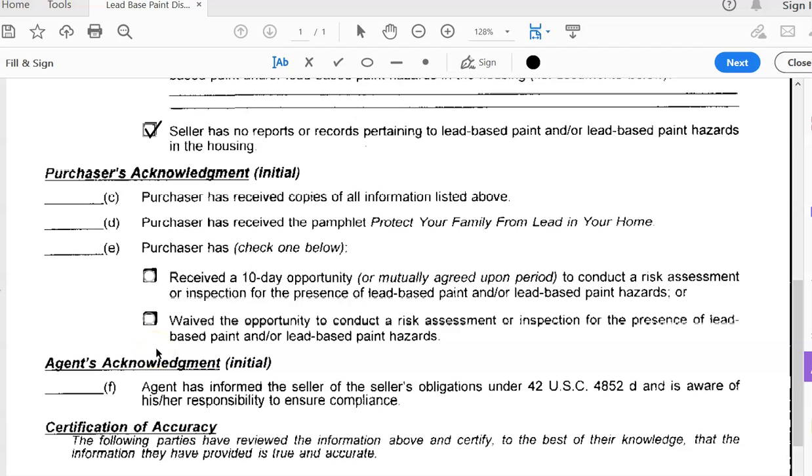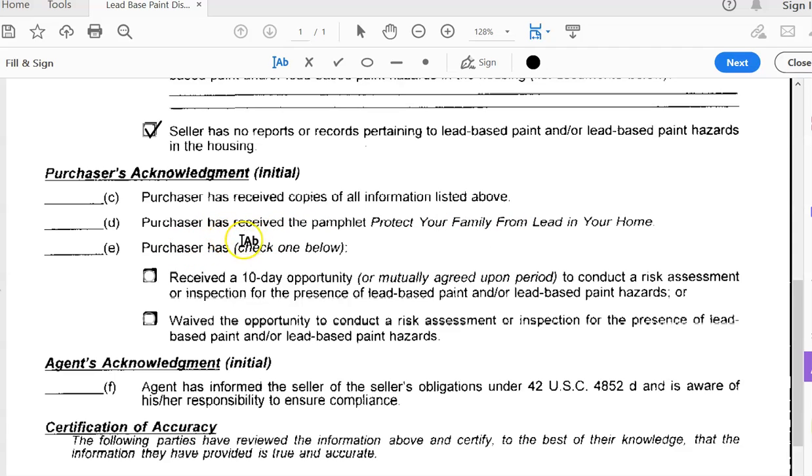It's now on the buyer. Purchaser has received, let's say, Ellen Taylor, ET. Purchaser has received a copy of information listed above. Purchaser has received the pamphlet, "Protect Your Family from Lead in Your Home", not lead-based paint, but lead in your home. That's the booklet, and that booklet has to be presented at the time that you're presenting this disclosure.